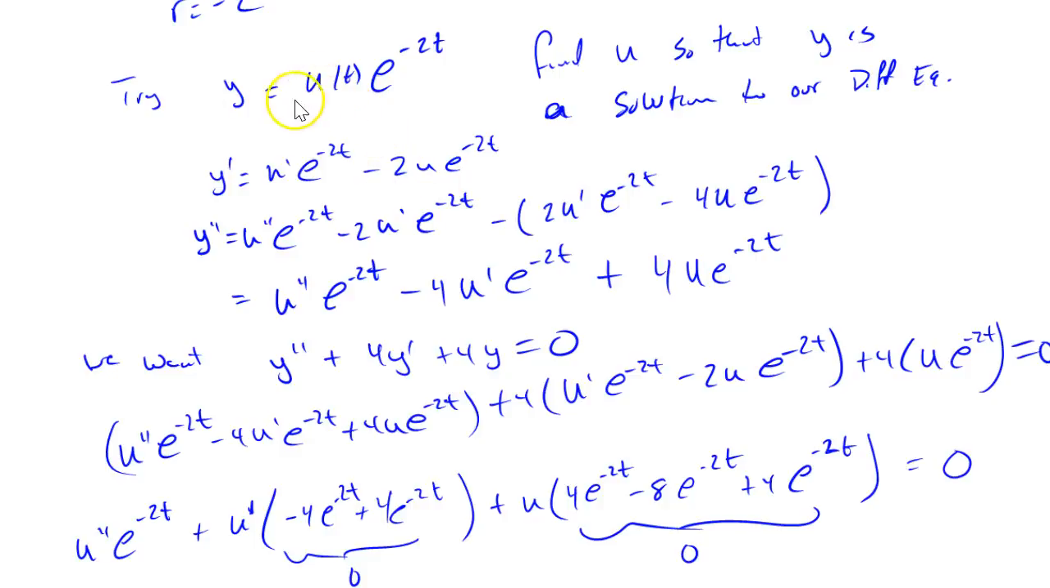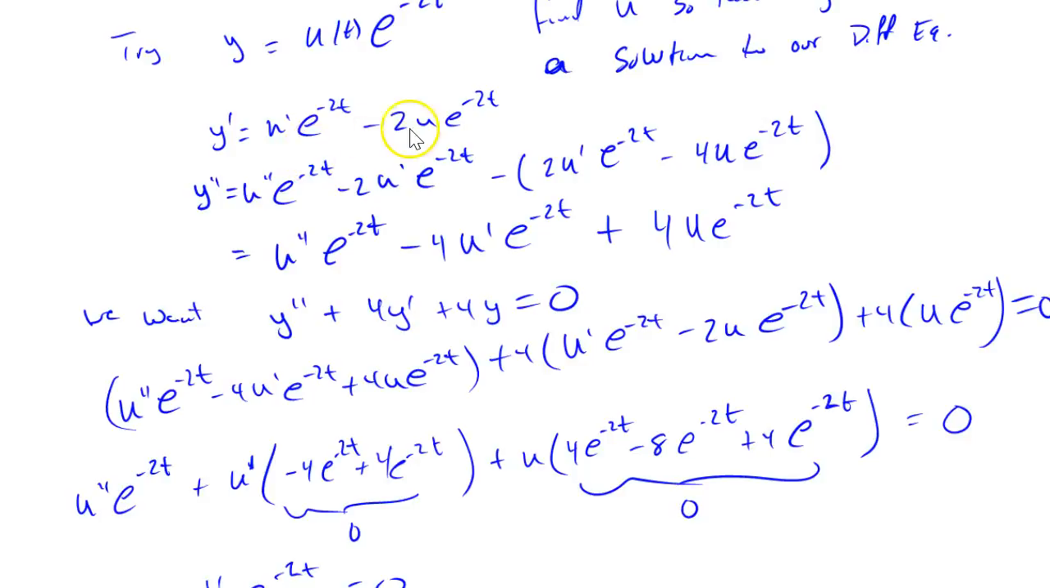So the thing is, I want to find u so that this product is a solution to the differential equation. Taking the derivative using the product rule, I get this, and then taking the second derivative using the product rule twice, because you have to do it on this and on that, you get this whole thing, which is equal to this whole thing.